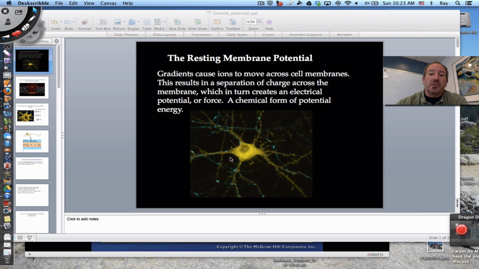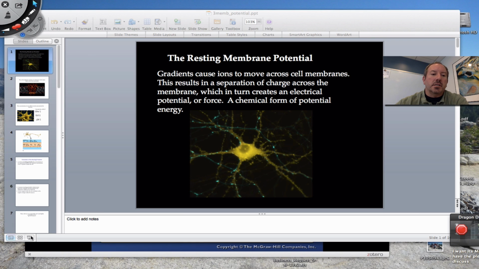Its resting membrane potential. I know that sounds a little tricky, but in essence, if you can see in this picture, this is a neuron. Here's the cell body, and here are the dendrites. What's really interesting about this, let me enlarge it so you can see it a little bit better.